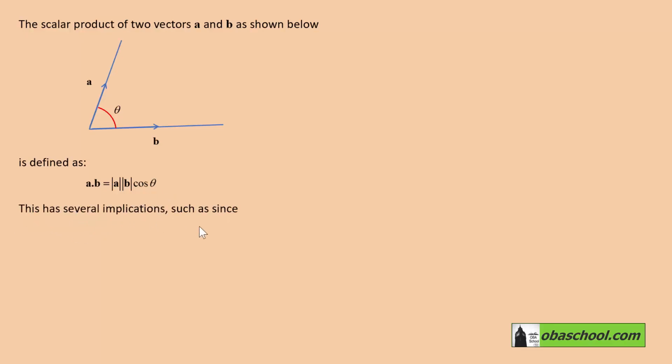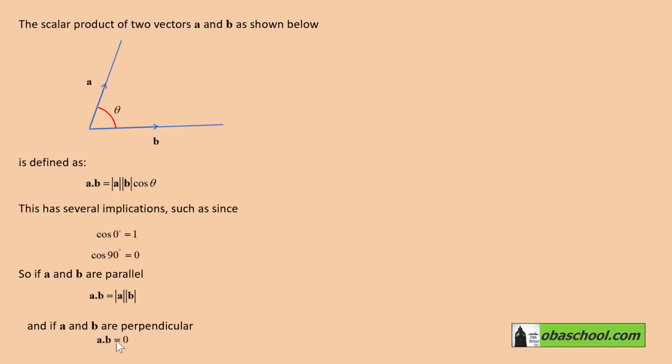This has several implications. Since the cosine of 0 degrees is 1 and the cosine of 90 degrees is 0, if A and B are parallel, so in the same direction, that means that cos theta is 1, and so A dot B is just mod A mod B. And if A and B are perpendicular, that means at right angles, so the cosine is 0, then A dot B is 0. And this one is really important.